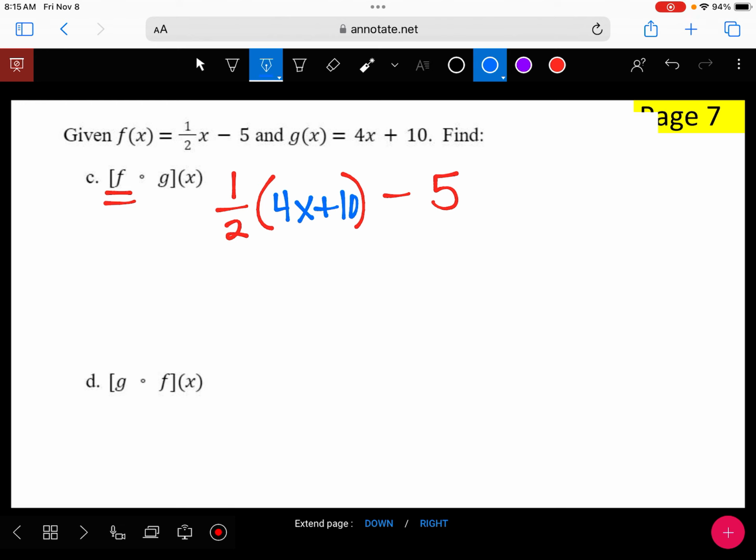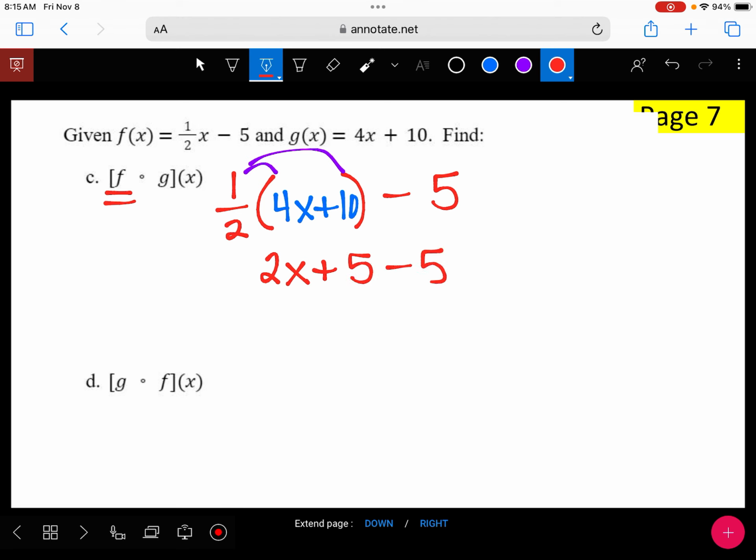Now, 1/2 is what I would like to call a friendly fraction because it's easy to cut a number in half. And we can probably do that without a calculator. So we're taking 1/2 of 4 and 1/2 of 10. What is 1/2 of 4? If you have $4 and you want to split it in half, it would be 2. So 1/2 times 4x is 2x. What's 1/2 of 10? 5.